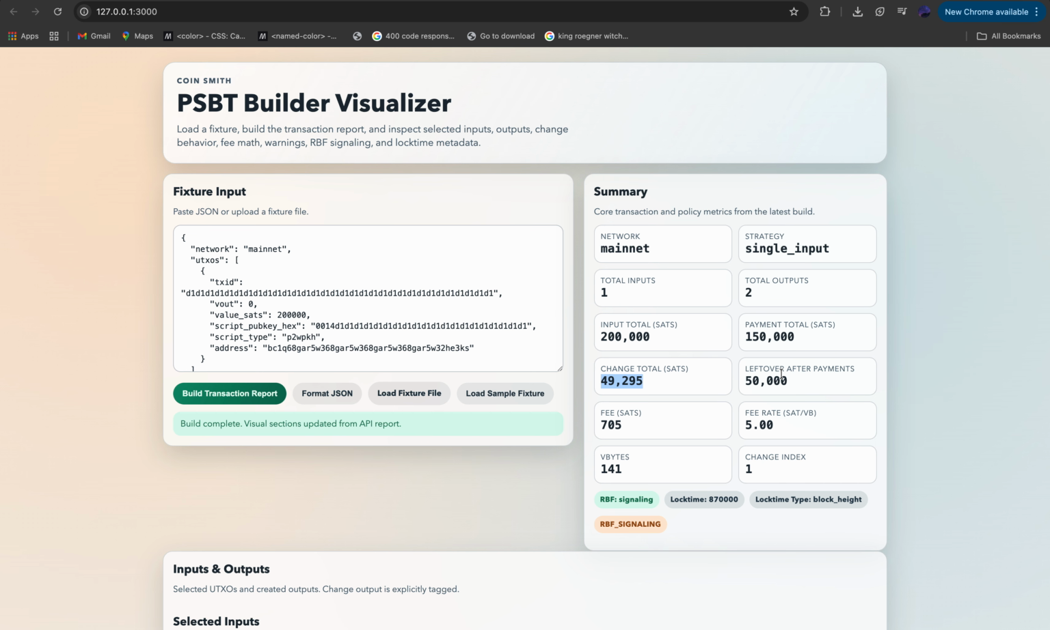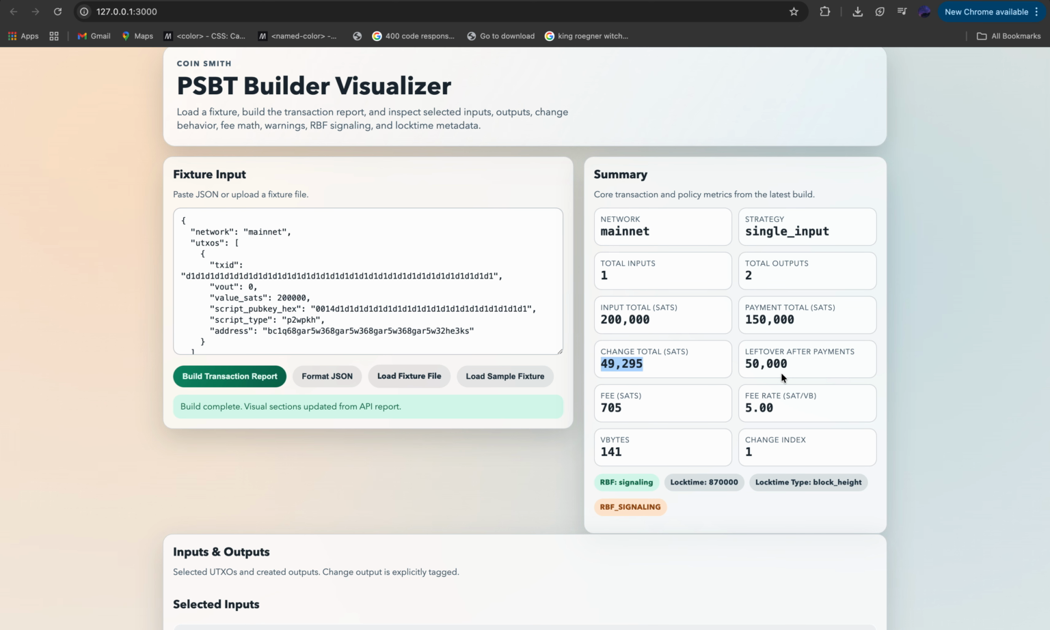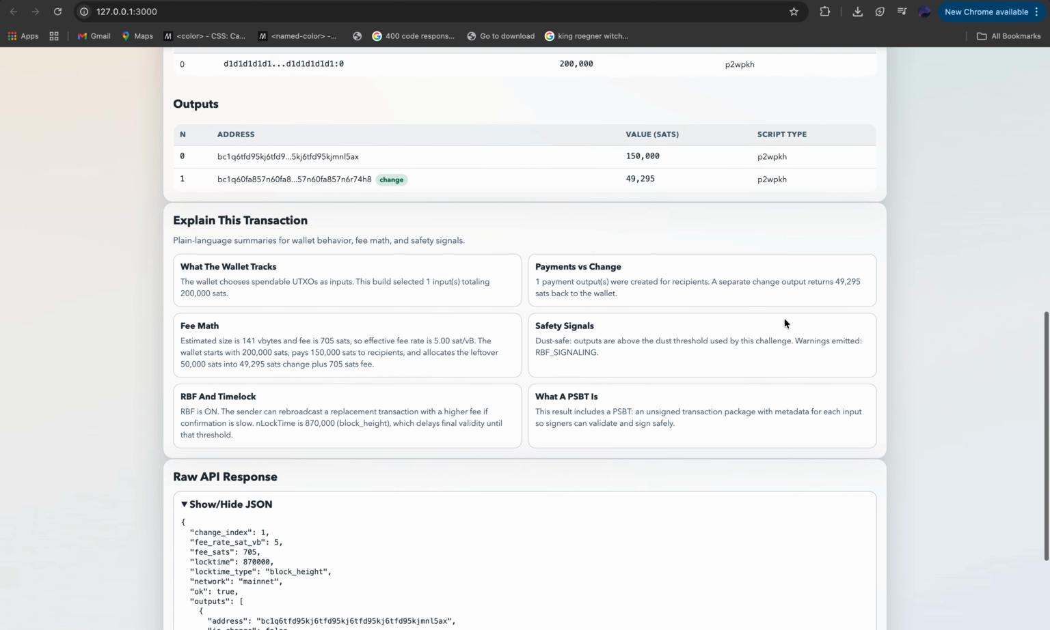Now one very important thing about leftover is that if the value of leftover is fairly large, like it is in our case, then this happens. But if it is very small, then the entire leftover part is used to pay the fee, and this behavior is known as sweep behavior. Now let's come towards what a PSBT is.